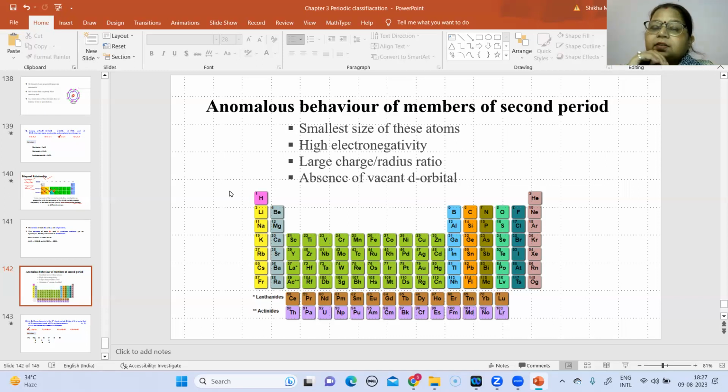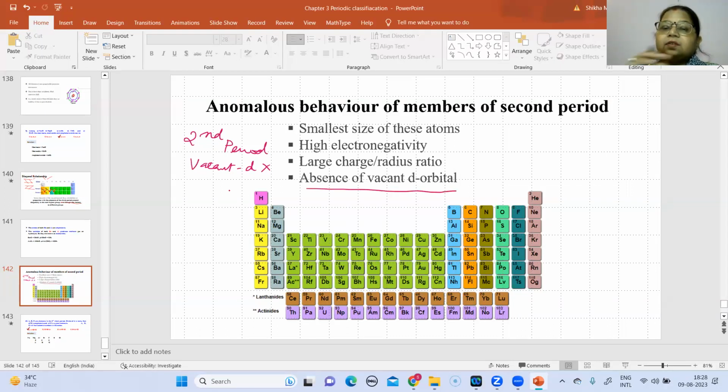What do you mean by that? Do we realize that the members of the second period do not have vacant d? Are you able to understand the meaning of this statement? Absence of vacant d orbital, Shweta? Yes, ma'am. Absence of the last point, absence of vacant d orbital. See, we say the heading there is this: no d. There is no d orbital.